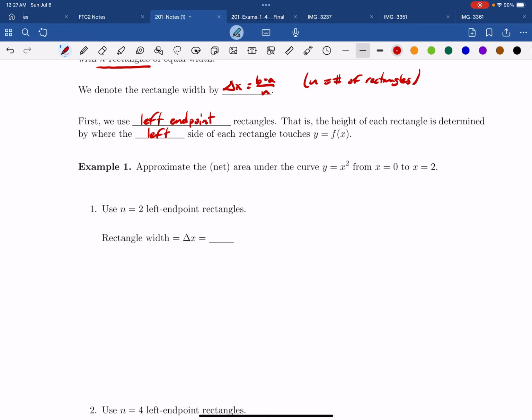Well, rectangle width equals delta x. That is (2 minus 0) over 2, right? Because we have n equals 2. So that's going to equal 1. So let's draw a picture of what's going on, and then let's do the arithmetic.